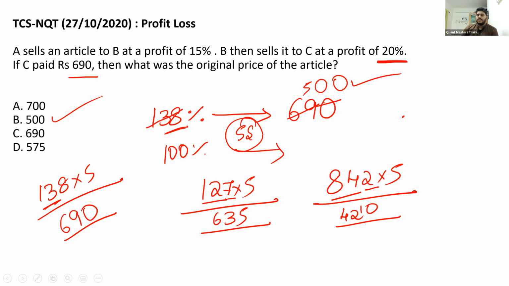Minimum 5 seconds. But what will you be doing? You will be doing cross multiplication. Is it clear? Every technique is important. We shall go to the next one.